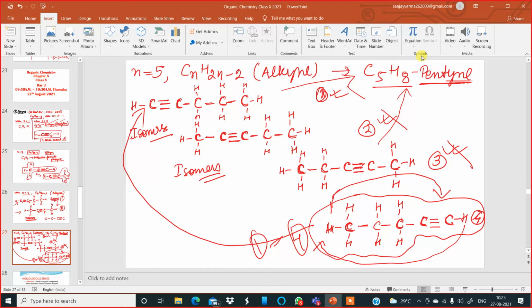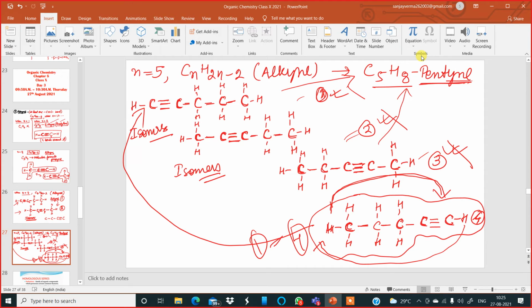So 1 and 4 are equal. They are the same thing. It is just turned the other way around. It's turned this way. Clear? Only 3 isomers are possible, not 2 isomers. 3 isomers are possible, because 1 is not equal to 2, and 2 is not equal to 3.